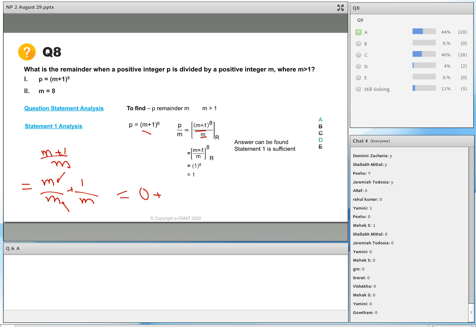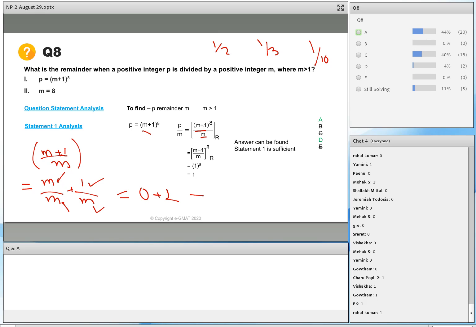Okay, what is the remainder when I divide 1 by a number which is greater than 1? For example, when I divide 1 by 2 or 1 by 3 or 1 by 10, what is the remainder when I divide 1 by a number greater than 1? It's equal to 1, right? Absolutely perfect. So when I divide (m plus 1) by m, I get a total remainder of 1. Is this clear to all of you? Perfect. That is very good.